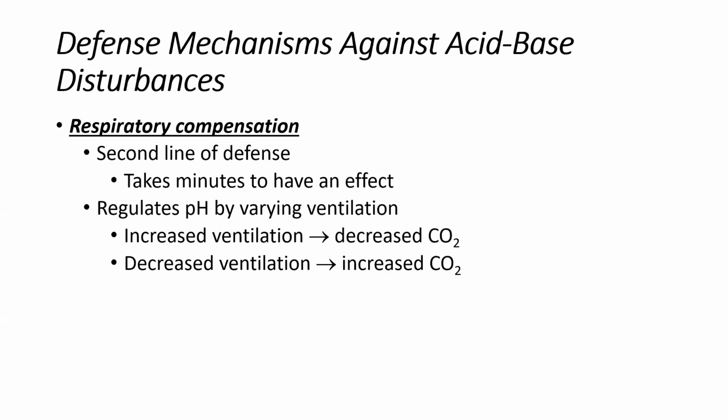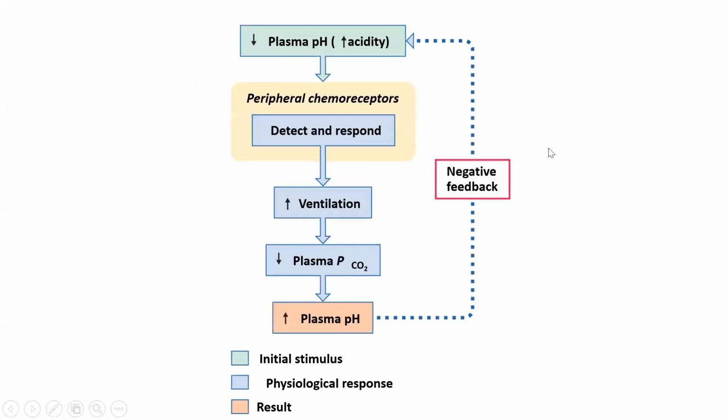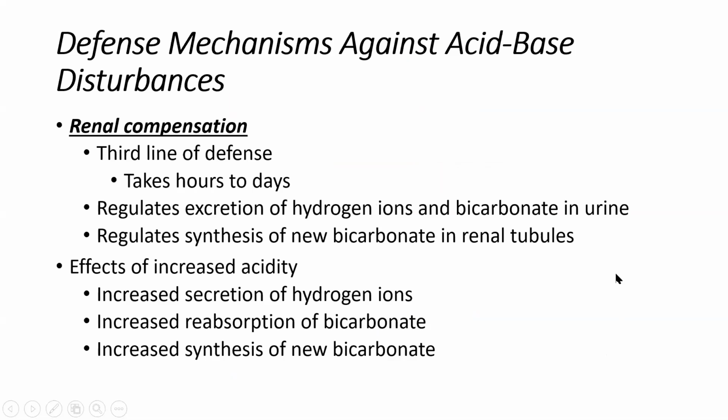If there is decreased CO2 as the initial state, then again, centers in the brain would detect that and decrease the rate of ventilation in an attempt to increase the CO2 as a response. And I think we walked through this flow chart that showed that respiratory compensation already.